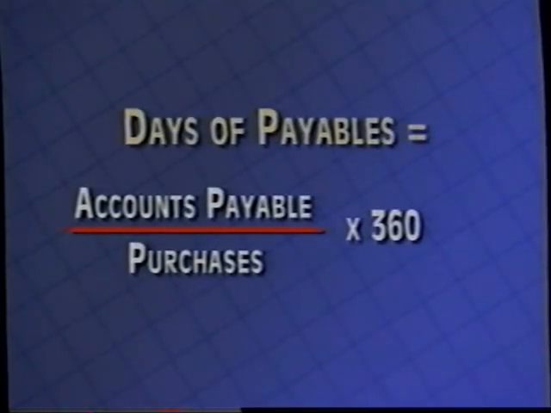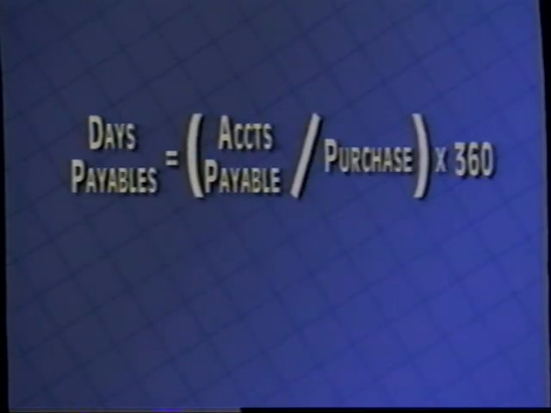It's simply a comparison of how much we haven't paid at the end of the year compared to how much we've bought during the year, and that percentage of 360 are the days of payables. Let's see what XYZ looked like at the end of 1995. We go to the balance sheet on the right-hand side. At accounts payable, we find that they had $4 million of goods that they had purchased that had not yet been paid for. Now, unfortunately, XYZ doesn't tell us how much they purchased.